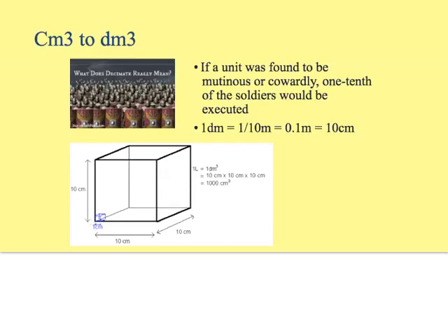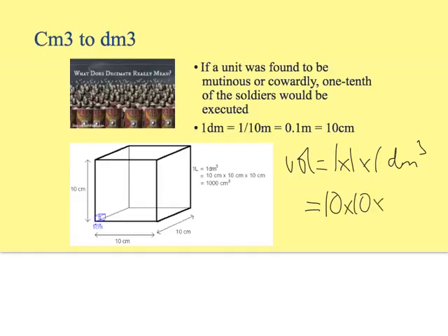So a cube that is 1 decimeter cubed is 10 centimeters by 10 centimeters by 10 centimeters. Okay, so it's 1 by 1 by 1, 1 decimeter cubed. But if we want to work out how big that is in centimeters cubed, we need to use the centimeters in there. So it's 10 by 10 by 10 centimeters cubed, which equals 1,000 centimeters cubed.